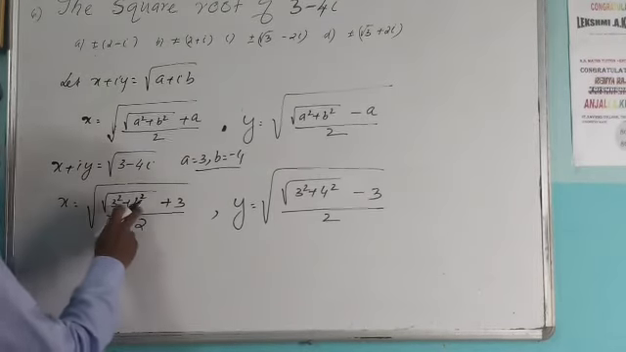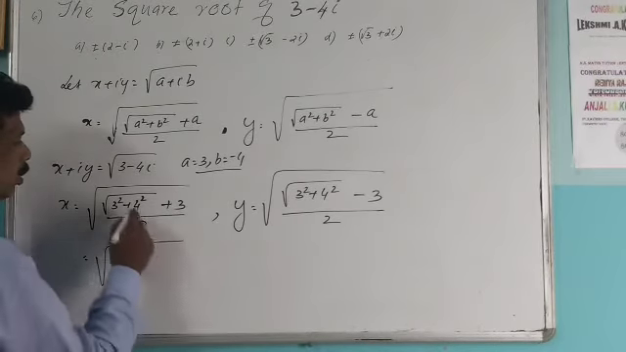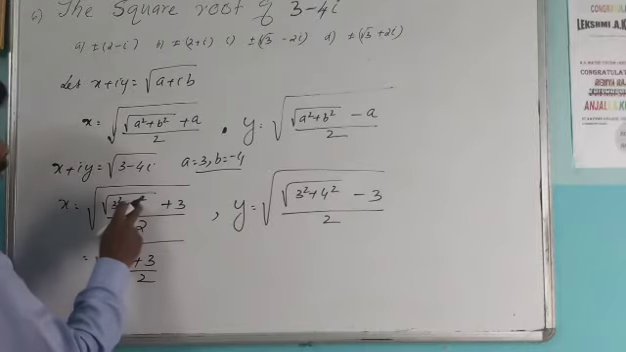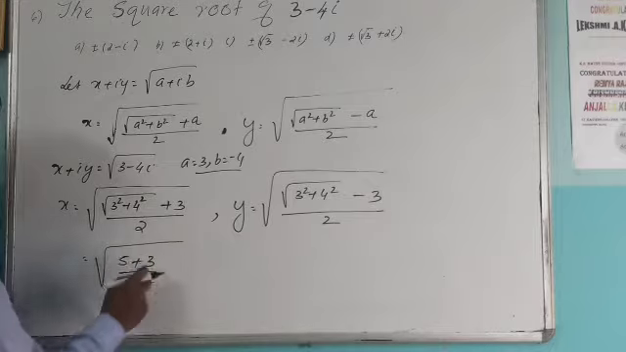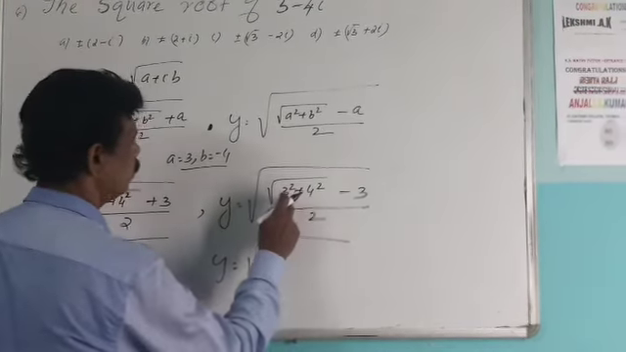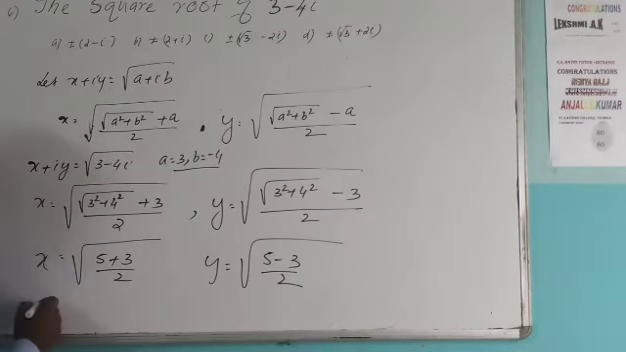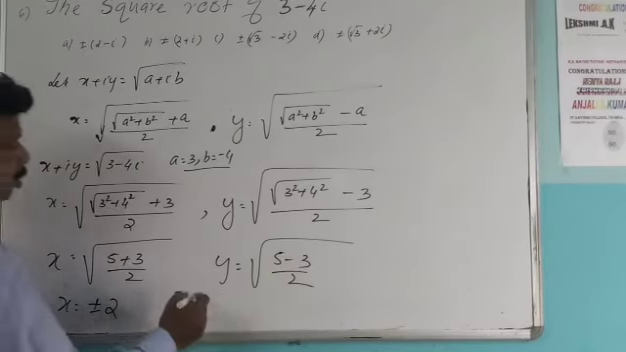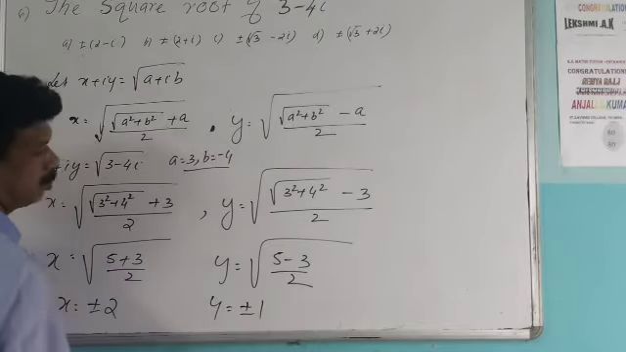3 square means 9, 4 square equals 16, 16 plus 9 equals 25, root 25 equals 5, so 5 plus 3 by 2, that is x. And y equals the square root of (5 minus 3) divided by 2. 5 plus 3 is 8, 8 by 2 equals 4. Root of 4 equals plus or minus 2. And y: 5 minus 3 is 2, 2 by 2 equals 1, root of 1 equals plus or minus 1.